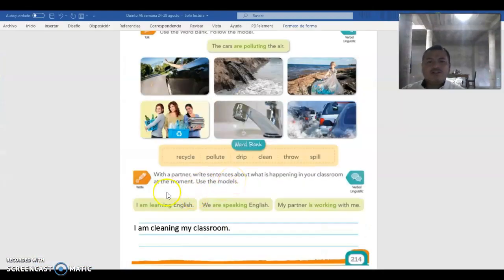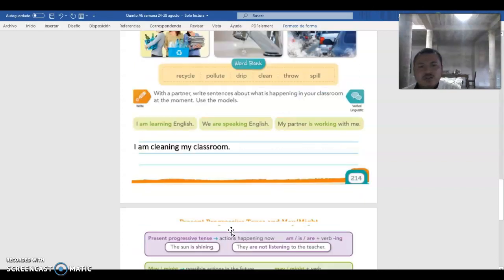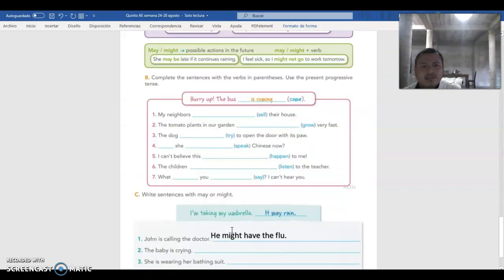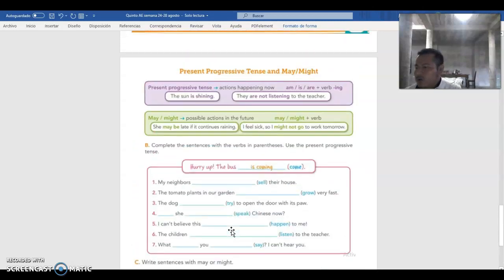Okay, guys, so what do you need to do on this page, 214? You need to write 2 more sentences and use this word bank if you want. And it says, give you another extra example, so you only need to write 2 of them. And the example, it says, I am cleaning my classroom. Okay, remember at the end of the sentences, you need to put the period, okay? Don't forget that one. And also you need to go on the next page, which is on page 231.